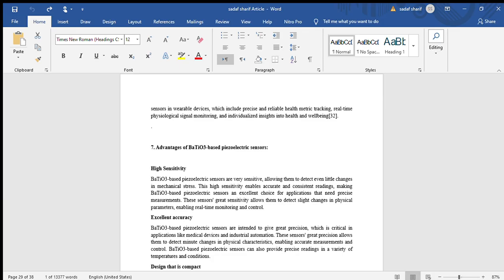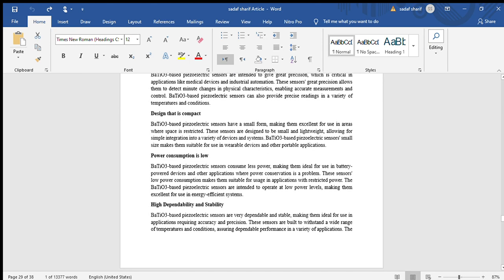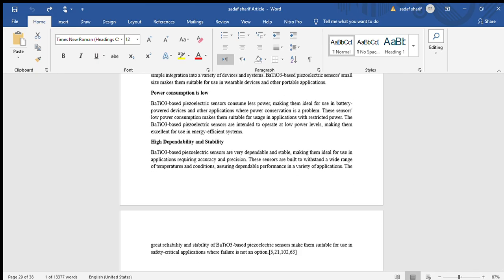Now, what are the advantages of barium titanate based piezoelectric sensors? It has many advantages like high sensitivity, excellent accuracy, compact design, low power consumption, and high dependability and stability.